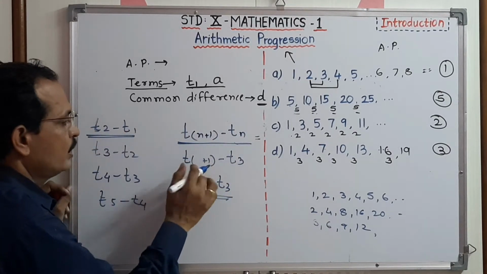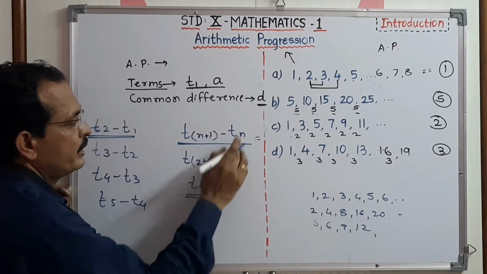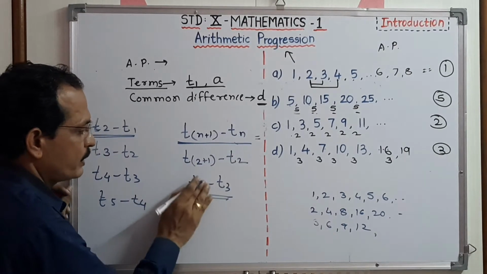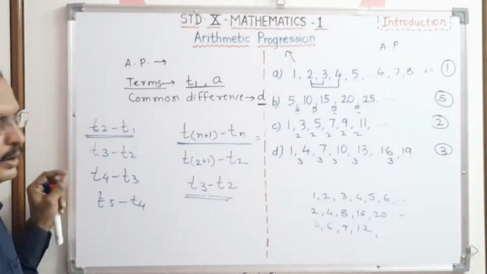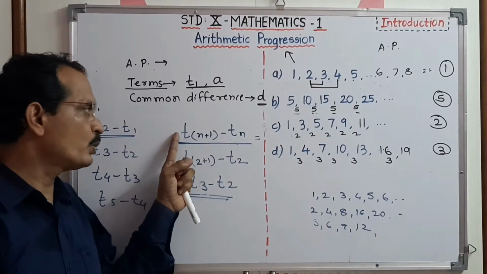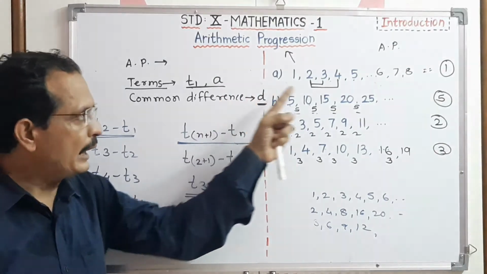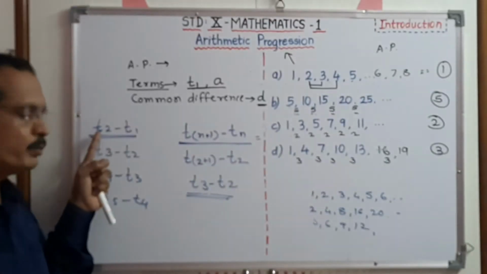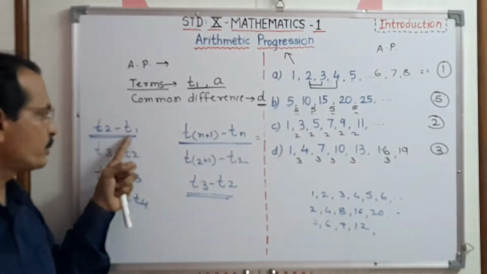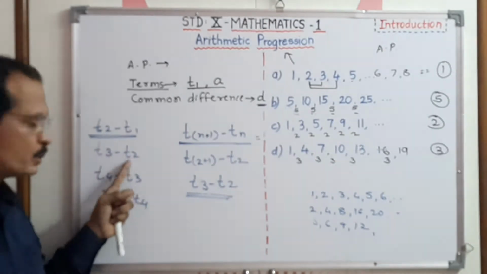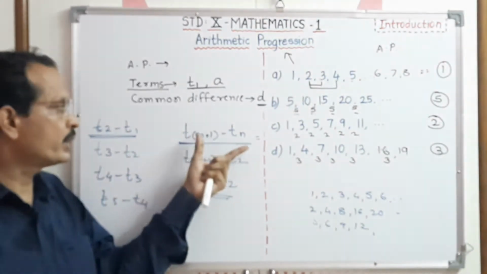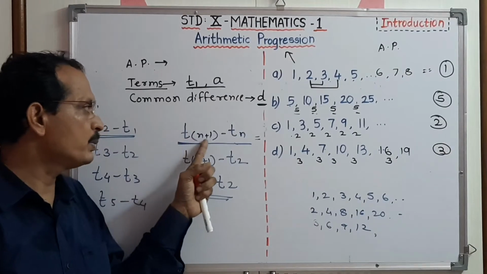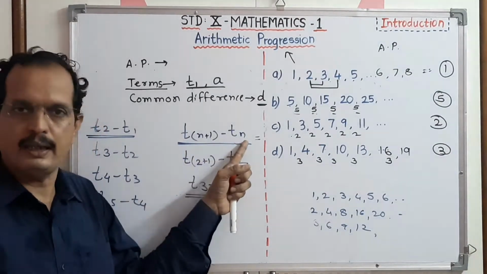Suppose I write here 2 plus 1, and here n is equal to 2, therefore it is T3 minus T2. Therefore remember this, when we have to find out the common difference, then we have to make it like this: T2 minus T1, T3 minus T2, T4 minus T3, T5 minus T4, like this. Or we can use this formula Tn plus 1 minus Tn.